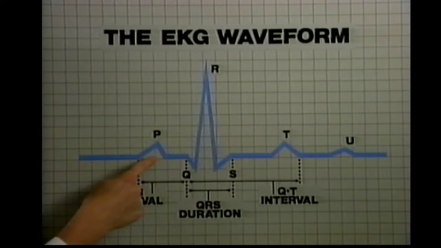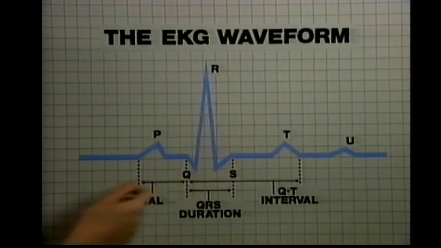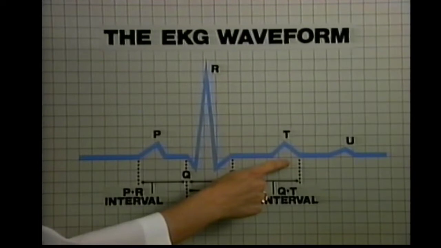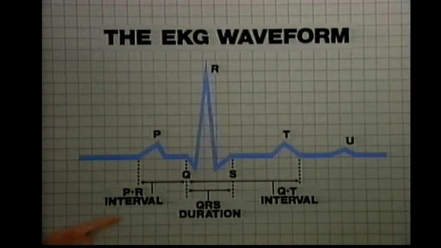The P wave represents atrial depolarization. The QRS complex represents electrical depolarization of the ventricles. The T wave indicates repolarization of the ventricles. Other parts of the waveform are also important. The PR interval represents the time from the beginning of atrial depolarization to the beginning of ventricular depolarization, when atrial contraction fills the ventricles with blood.